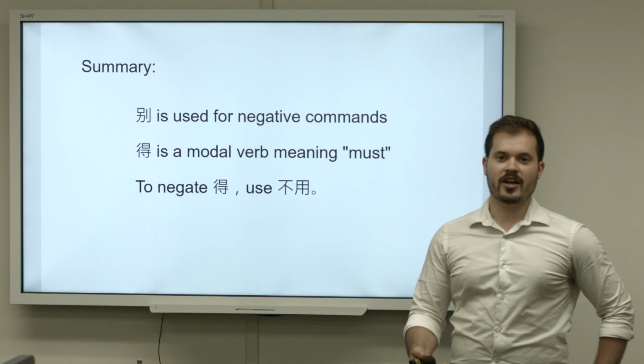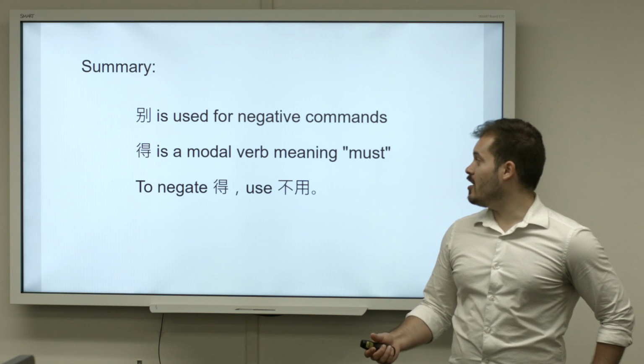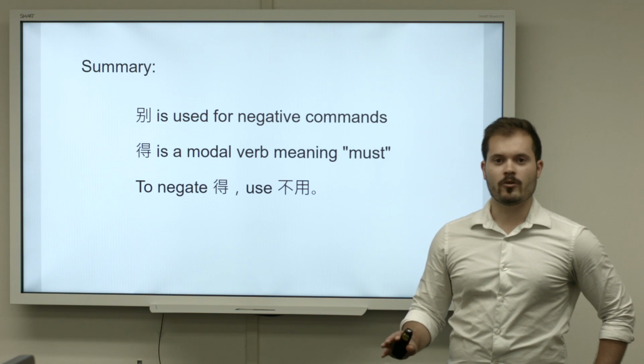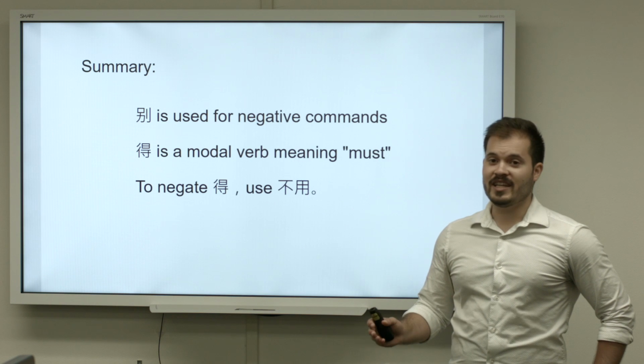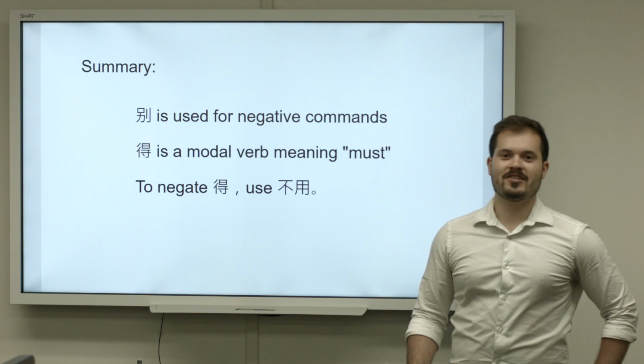Remember that 别 is used for negative commands, and it follows the same pattern as don't in English. 得 is a modal verb that expresses obligation, meaning I must or I have to. And to negate 得, you want to use 不用. That's all there is to it.